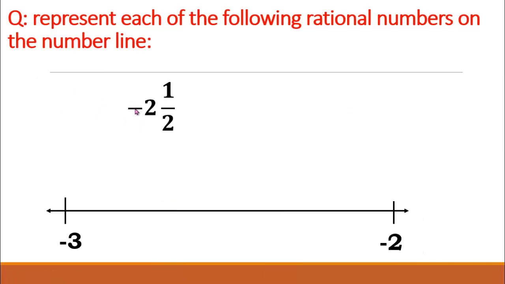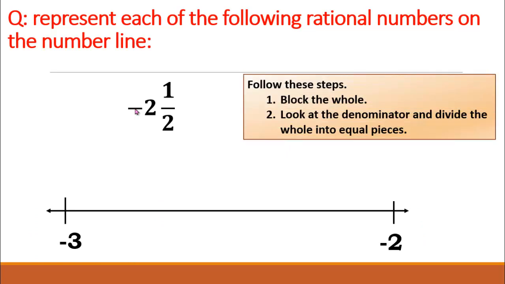Negative 2.5. To plot negative 2.5 on the number line, the steps I do is block the whole, meaning that I see between which two whole numbers is negative 2.5. Negative 2.5 is between negative 2 and negative 3. Have a look at the denominator and divide the whole into equal pieces. I have here a denominator of 2, so we said that the number of rational numbers between the two integers is less than the denominator by 1. So in this case, I have only one rational number.